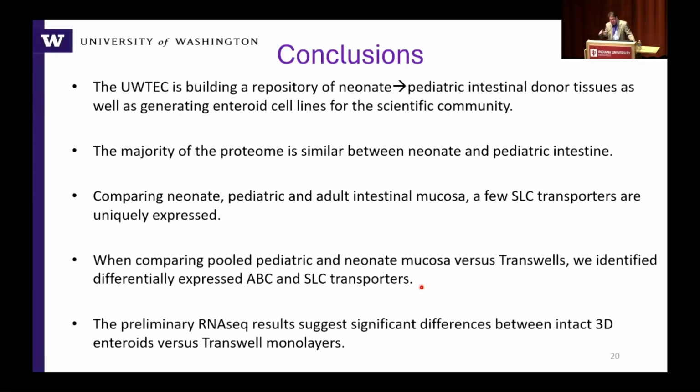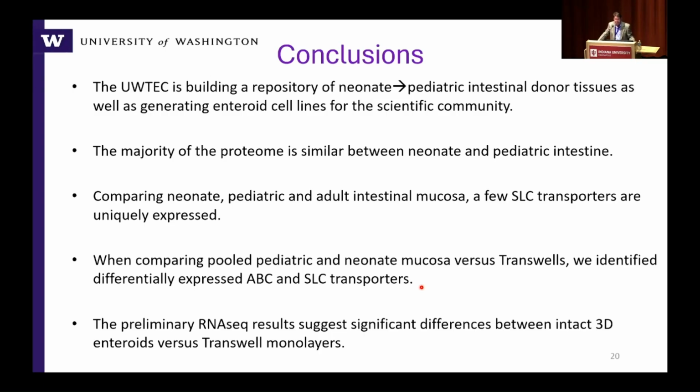So in conclusion, one thing I want to let it be known is that UW Tech is building a repository of neonate to pediatric intestinal donor tissues, as well as generating these cell lines. Again, these are cell lines that will be available as part of the sharing plans that you write into all our grants. The majority of the proteome is similar between neonate and pediatric intestine. Comparing neonate, pediatric, and adult intestinal mucosa, we did see a few SLC transporters which were uniquely expressed.